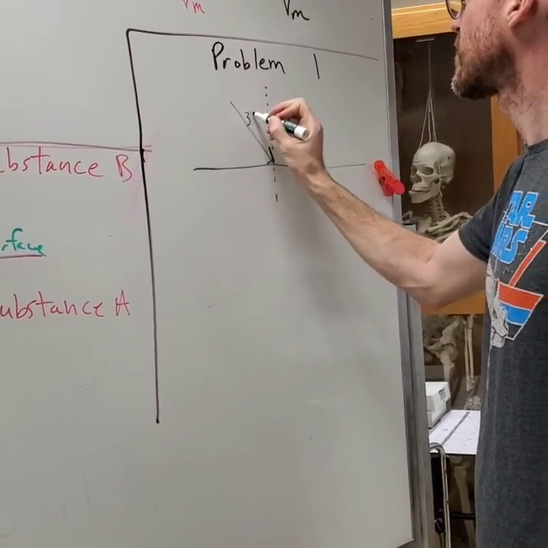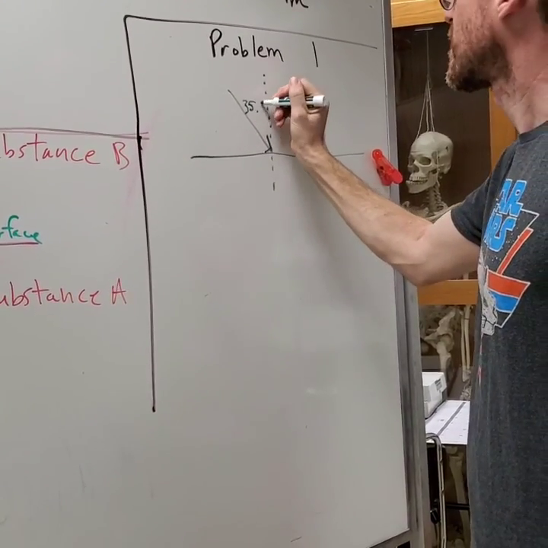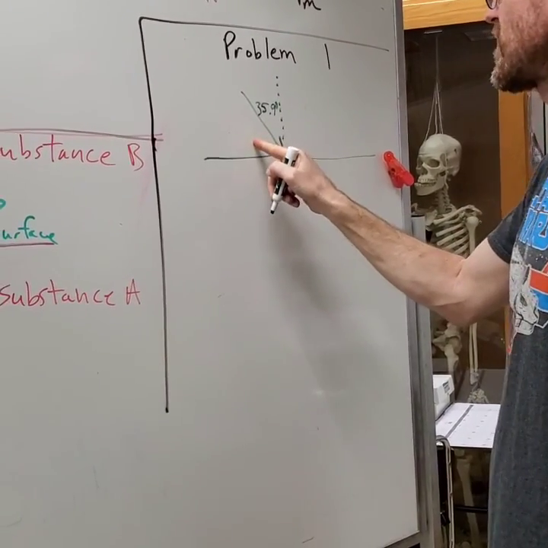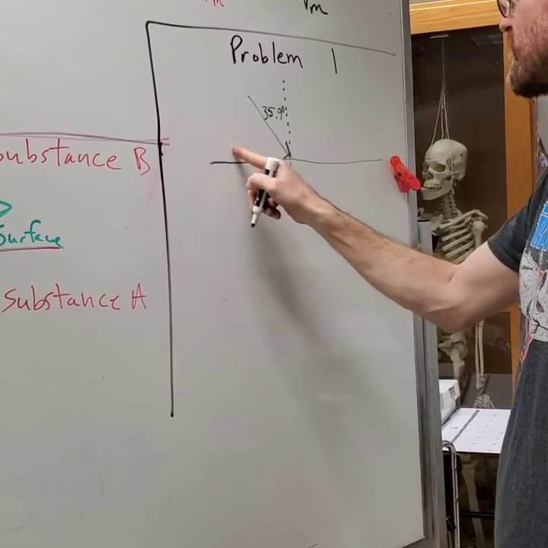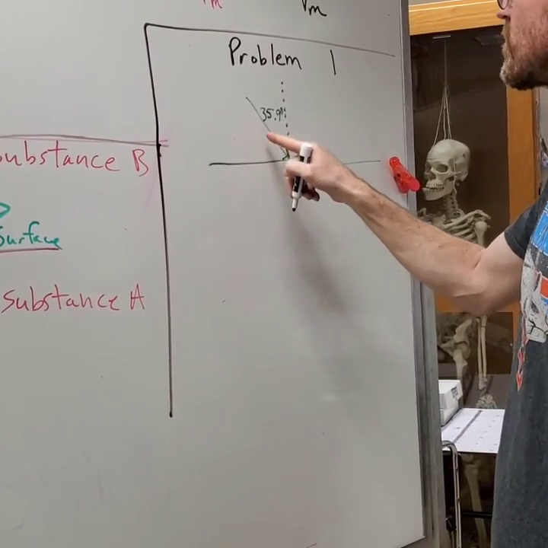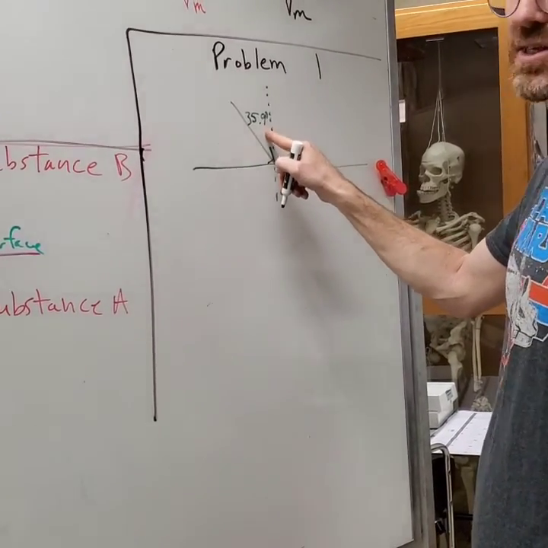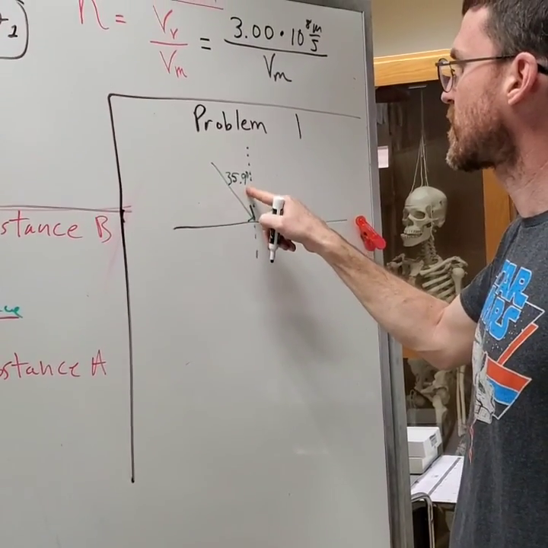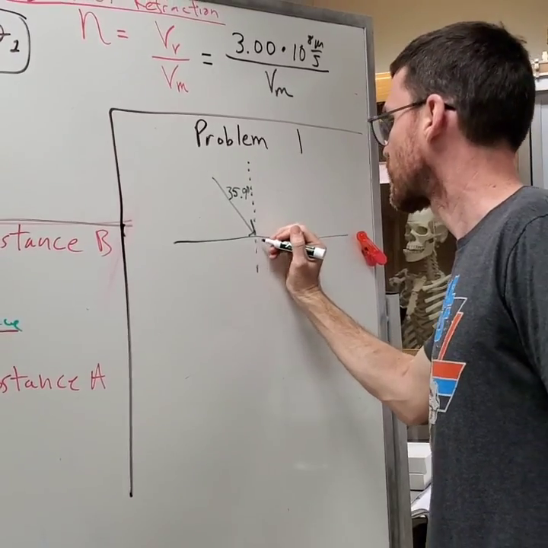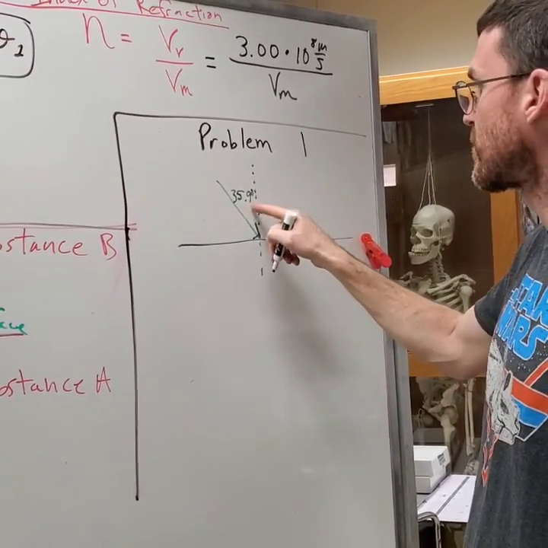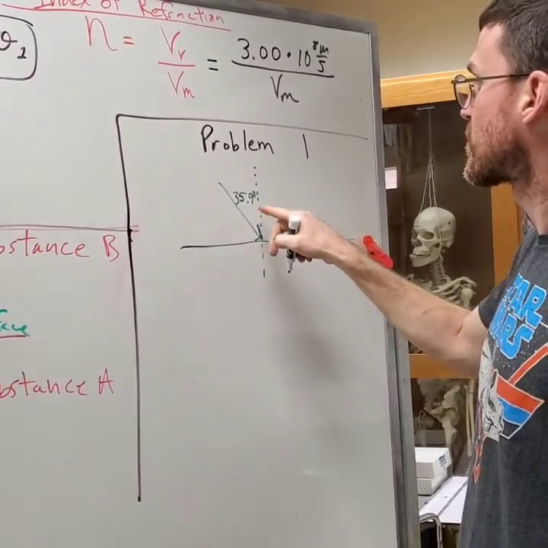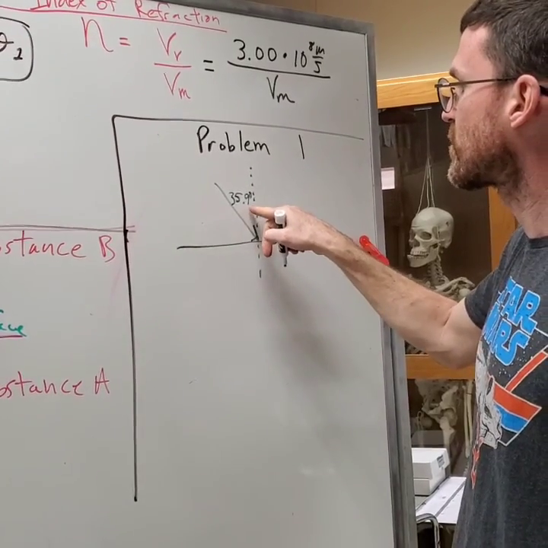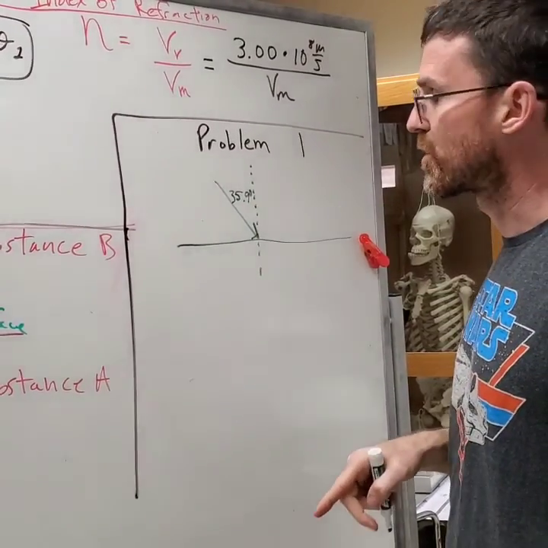That is very important to note, because if they gave you the angle with respect to the horizontal, the surface of the water, you'd have to do 90 minus that to get this, because the angle that goes into Snell's Law is always with respect to the vertical, the normal.